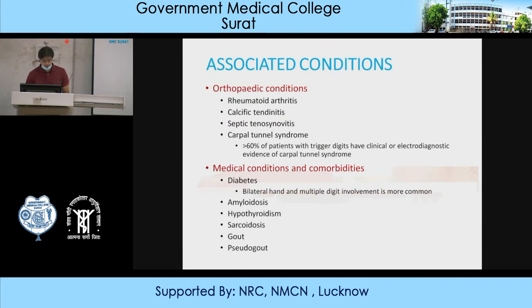Associated conditions: there are two types, orthopedic or medical conditions. Orthopedic conditions are rheumatoid arthritis, calcific tendinitis, septic tenosynovitis, and carpal tunnel syndrome. More than 60% of patients with trigger finger have clinical or electrodiagnostic evidence of carpal tunnel syndrome, so they are simultaneously involved.